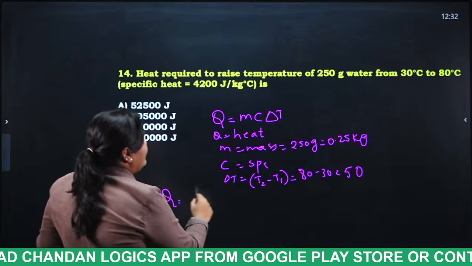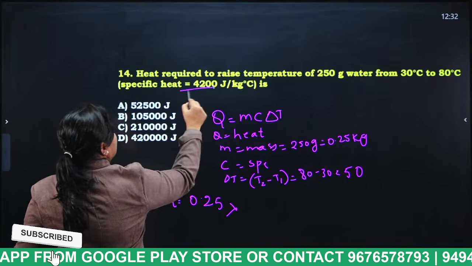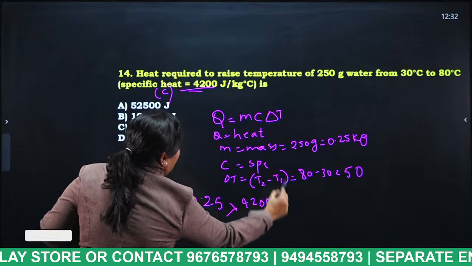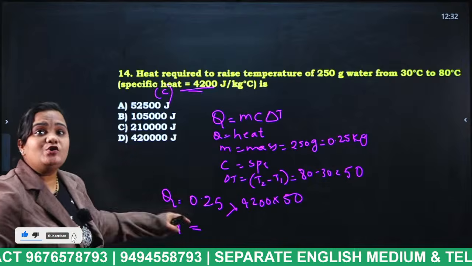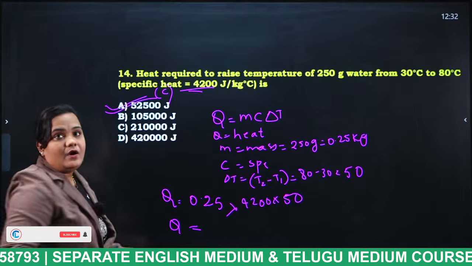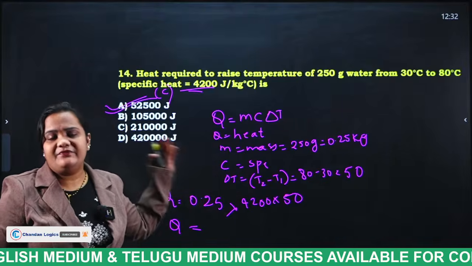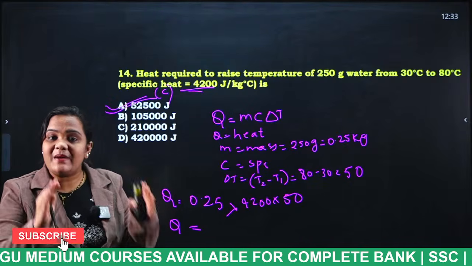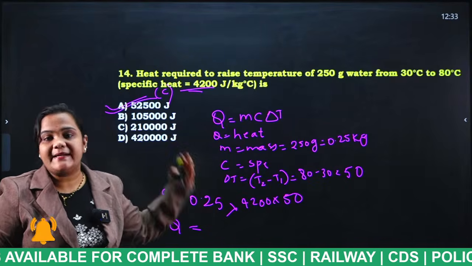So finally what will you get, students? 0.25 into the specific heat C, 4200, into 50. Now what is the answer? Try to solve it. Very good. 52,500 joules. Just remember the formula, students. These problems are not so difficult. Just remember the formula and substitute the given values in that formula. You can easily get the answer.